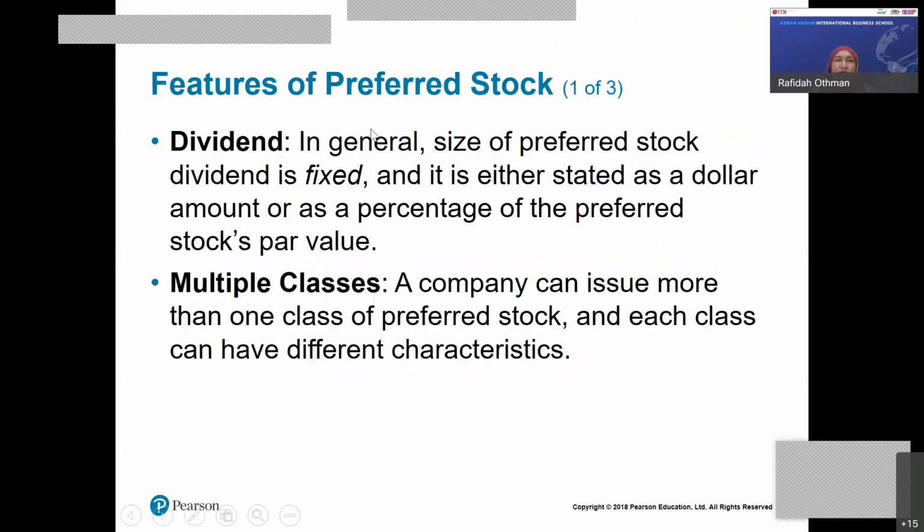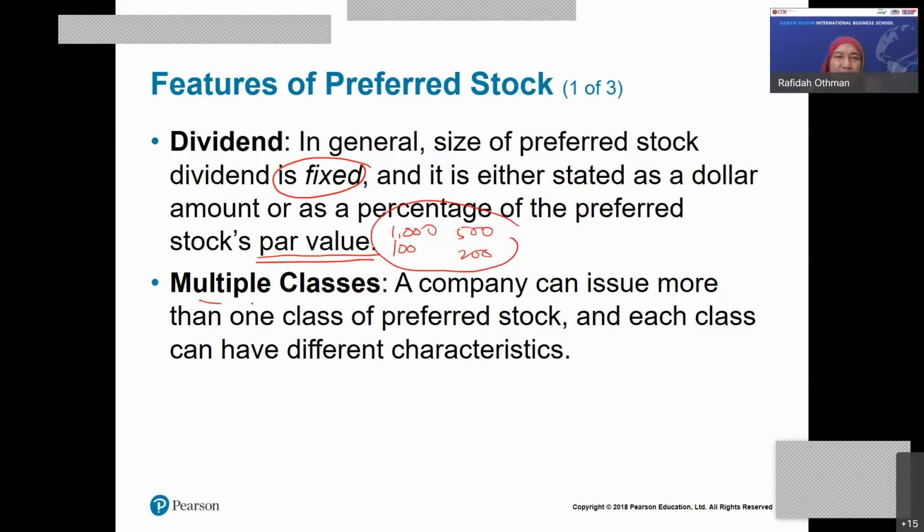So let's see the characteristics. Features of preferred stock dividend: in general, the size of the preferred stock dividend is fixed. It is either stated as a dollar amount or as a percentage of the preferred stock par value. The par value is not only 1,000 or 100,000. It can be 500, it can be 200. It is stated.